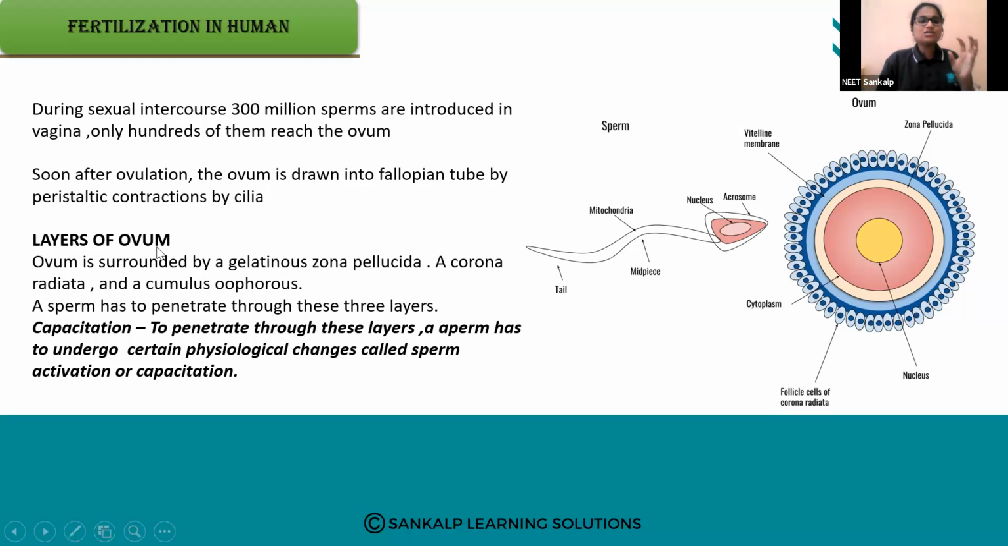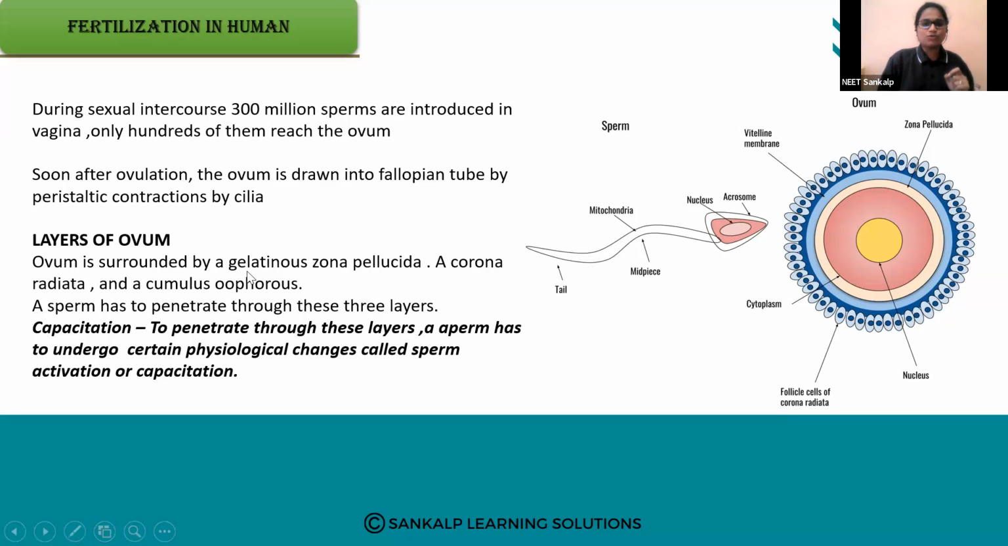There are layers of the ovum. Before the sperm fuses with the egg, it has to cross several layers here. So this is a big challenge for a sperm. The sperm that succeeds in crossing all these layers of the egg will fuse with the egg nucleus, the female nucleus. Now, let us study the layers of an egg.